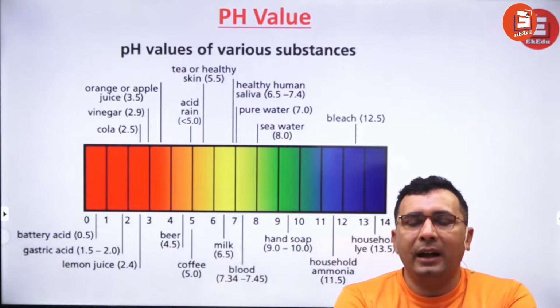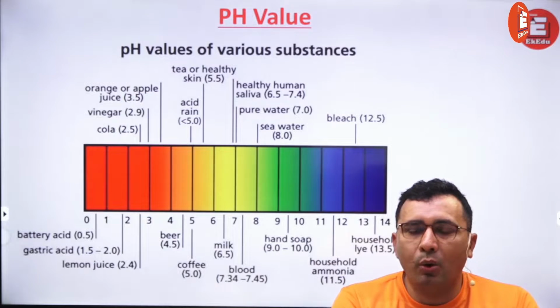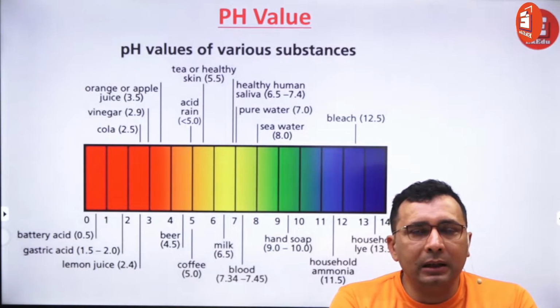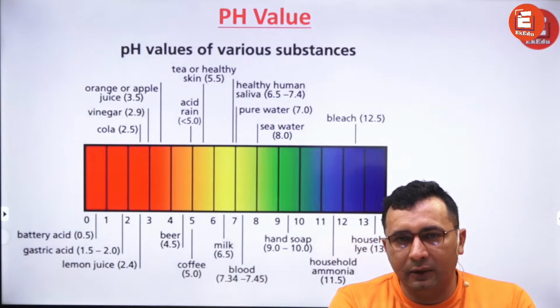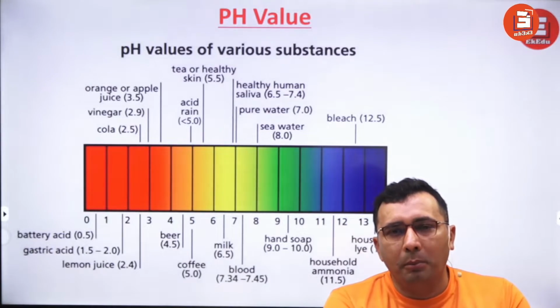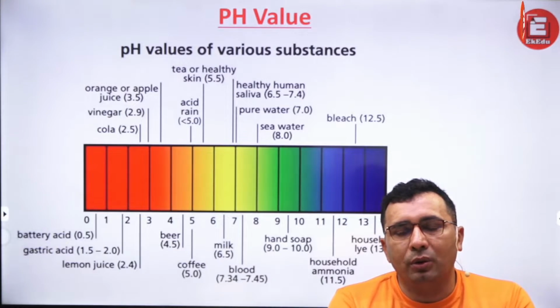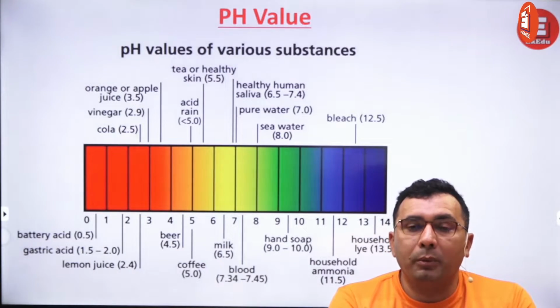We can divide acids and bases into strong and weak. If the pH value is nearly 7, very close to 7, either less than 7, meaning 4 to 7, it is weak acid. If it is 7 to 12, that is weak base.